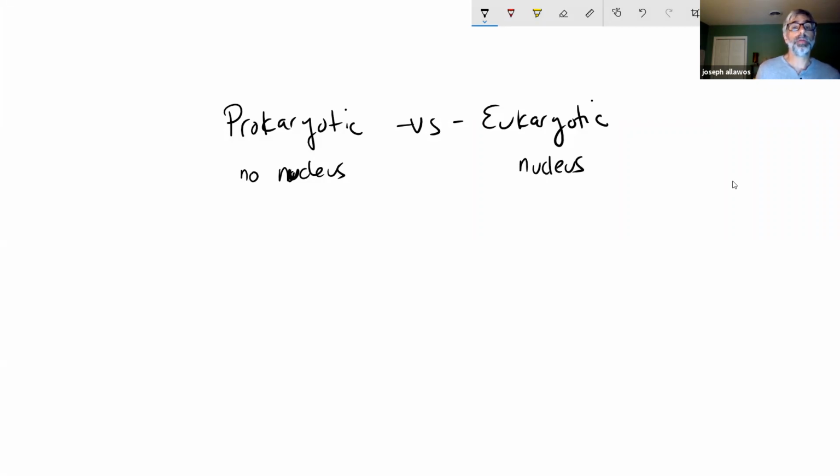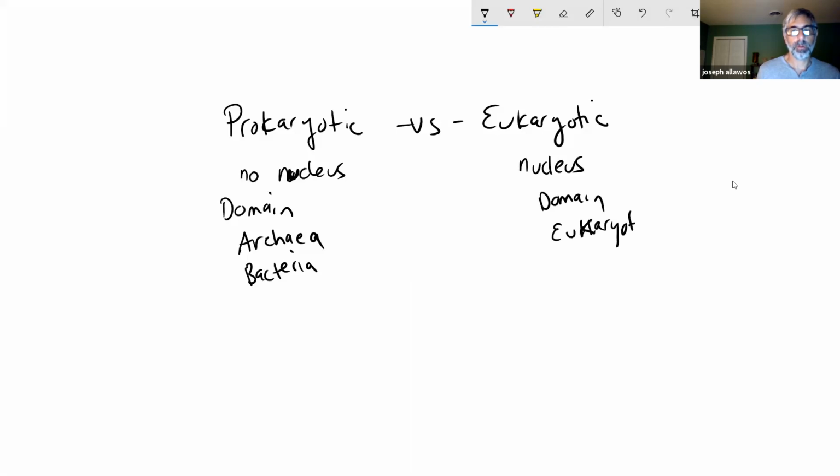Here's a simple way to remember. There are 3 domains in classification, and one is the archaea, and a second is the bacteria, and a third is the eukaryota. Okay, so domain is above kingdom in the taxonomic scheme of things.